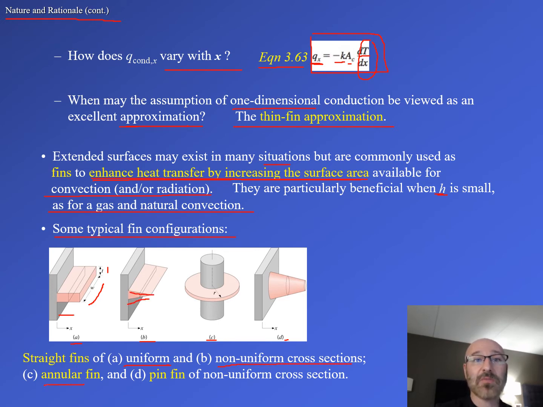Then we have our annular fin right here, so it has some radius that comes out, some thickness right there as well. And then we have a pin fin right here, which is another non-uniform cross section in 3D, like a cone.